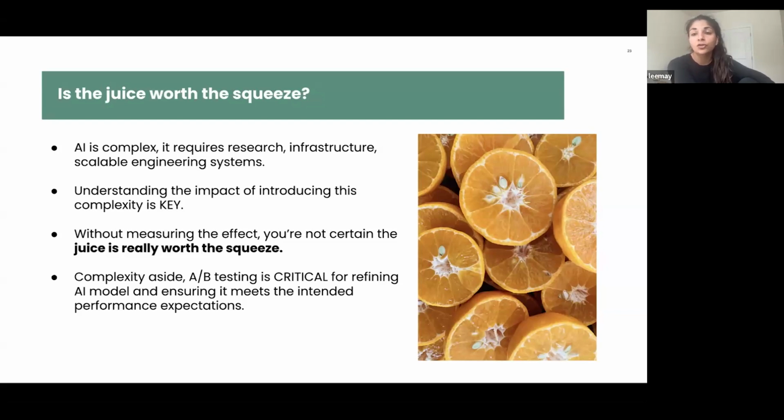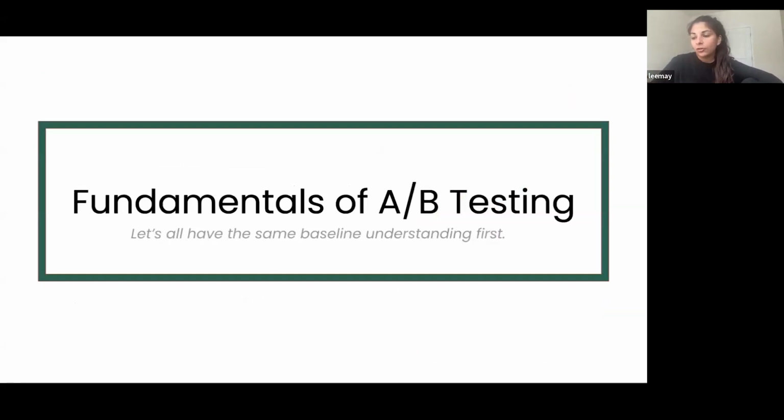Complexity aside, A/B testing is critical for refining an AI model and ensuring it meets the intended performance expectations. So let's say you have an AI model that's deployed to production that's recommending music, or it's recommending what you see on your Facebook timeline. There's a lot that goes into just that simple sentence of something that recommends something to a user. And if you don't understand the effect and the impact of that, that's not good. That's bad. And I think that's irresponsible. And that's why A/B testing can help ensure that your AI practices are doing good for your users and your business and product metrics.